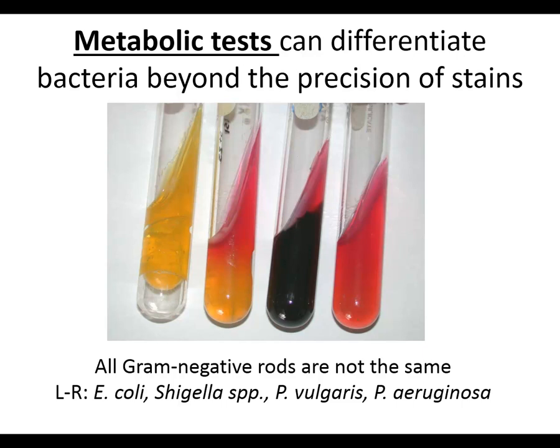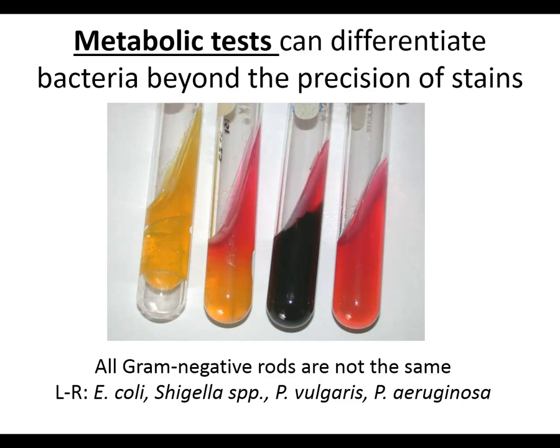All right, so we can see they've all been put on the same media. They've all been put onto a slant agar, and they're all doing different things to it, yeah? E. coli is turning it all yellow. This guy, Shigella, is turning the butt yellow, and the slant is red.